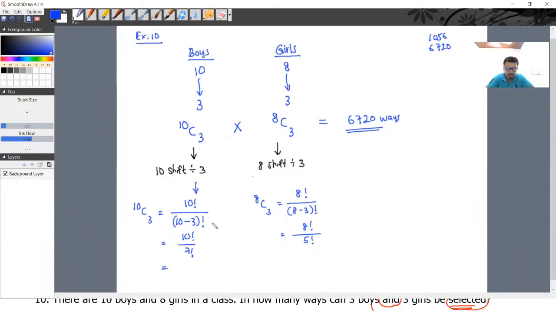10 factorial divided by 7 factorial is 720. Here, what should you get? 8 factorial divided by 5 factorial is 336. Right? We need to select 3 boys and 3 girls, so you need to multiply these two figures. 720 into 336. That should be equal to what?